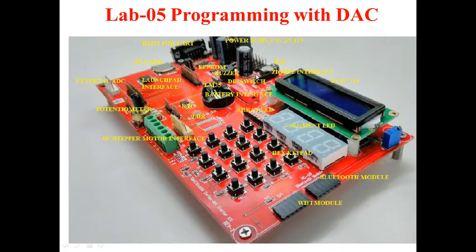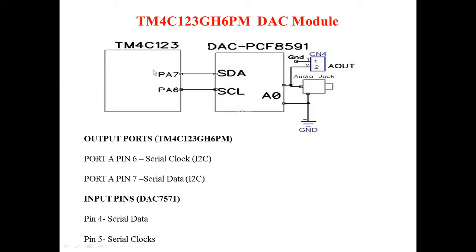Here the DAC is interfaced with the TM4C microcontroller through I2C. I2C is nothing but the inter-integrated circuit, so through I2C we have to connect the DAC. Let me go into the program. This is the internal circuit diagram of the DAC module. The communication between the microcontroller and the audio output is through I2C.